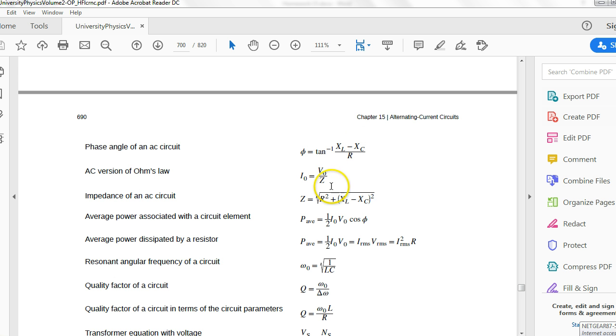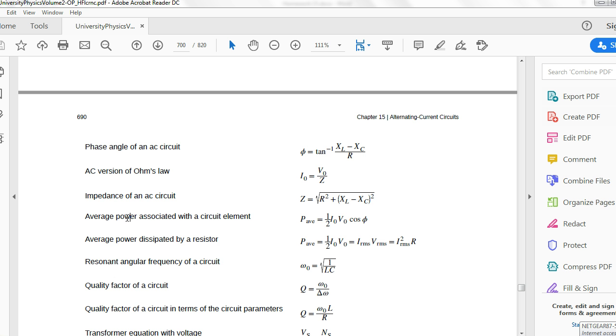The AC version of Ohm's law is I naught is V naught over Z, right? Where Z is your impedance, and the impedance of a circuit that has some capacitance and reactance in it is given by this simple equation, R squared plus XL minus XC squared. All of that, take the square root.